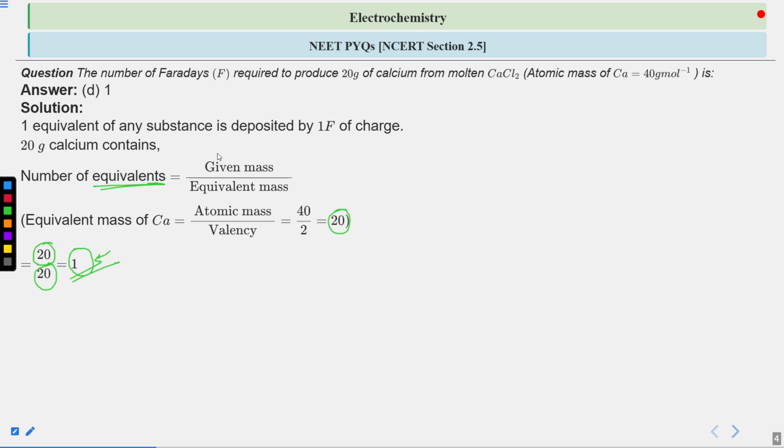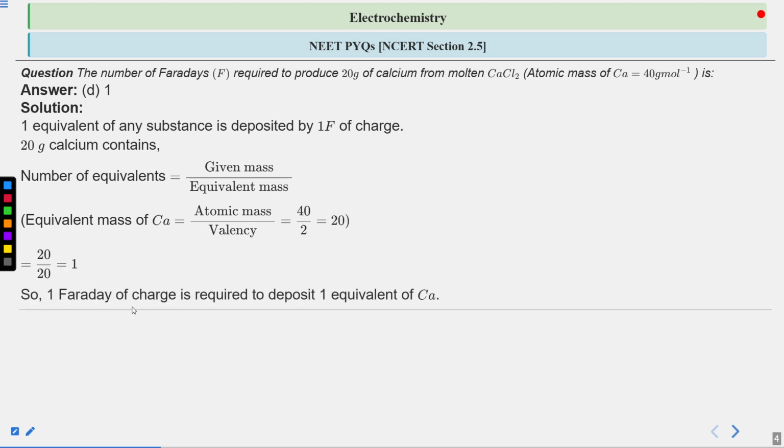So the number of Faraday which we are going to require in this process will be 1 Faraday. 1 Faraday of charge is required to deposit 1 equivalent of calcium, because it is already clear in the very first line that 1 equivalent of any substance is deposited by 1 Faraday amount of charge. That means if we are applying 1 Faraday charge, that will deposit 1 equivalent of any substance.